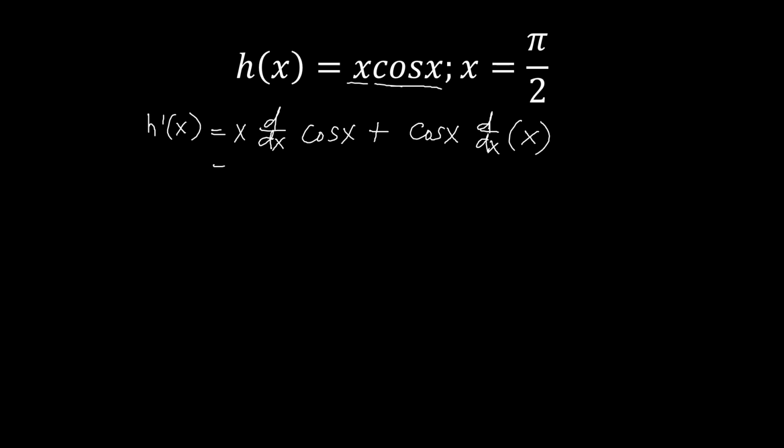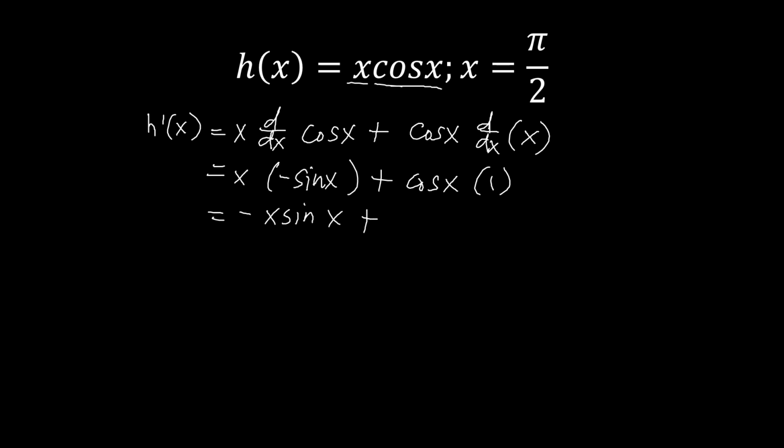So this one, we have x, cosine x, the derivative of that is negative sine x, plus cosine x, derivative of x is 1. Simplifying, this is negative x sine x, plus cosine x.